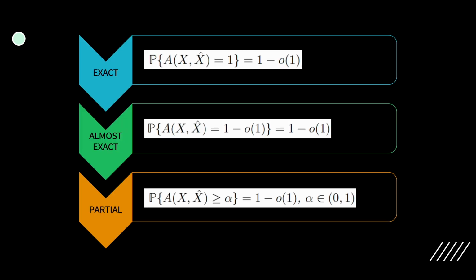Based on the notion of agreement and the recovery algorithm, we can divide the types of recovery into three parts: the exact, almost exact, and partial. And the following recovery requirements are solved if there exists an algorithm that takes the graph G as an input and outputs X such that the conditions expressed in these equations hold. Different terminologies are sometimes used in the literature, with exact recovery also referred to as strong consistency, whereas almost exact is also referred to as weak consistency.